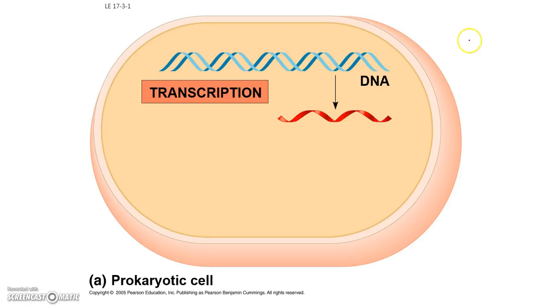Okay? And the first thing we need to do is take a look at the DNA and find out where the recipe is. Where is the gene for the protein that we currently need? All right, so wherever that gene is, we will unzip that piece of DNA and we will make a copy of it. And that copy is called the mRNA transcript.